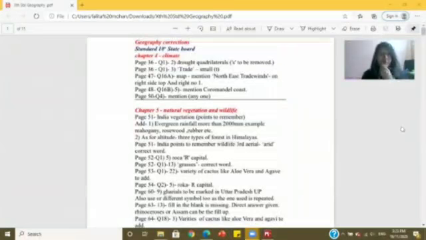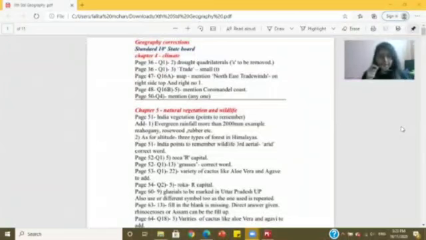Moving ahead, we are going to chapter 5, that is natural vegetation and wildlife. Page 51, India vegetation. Points to remember. Add evergreen rainfall. It needs more than 2000 millimeters of rainfall. Example, mahogany, rosewood, rubber. Second point to be added. As for altitude, three types of forest in Himalayas.